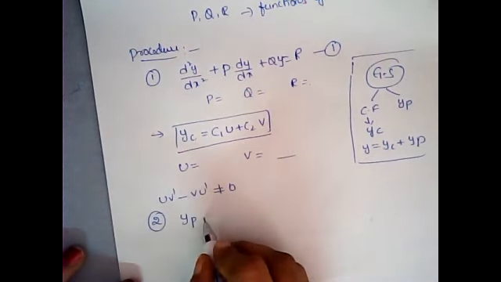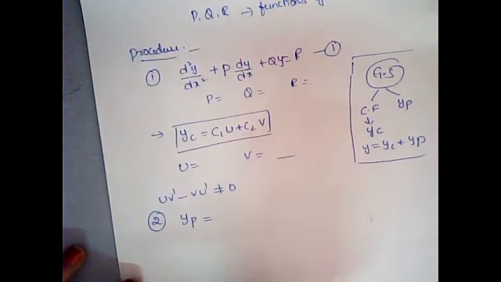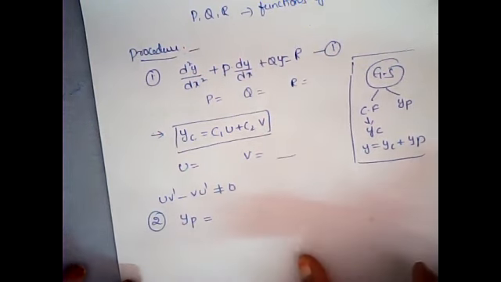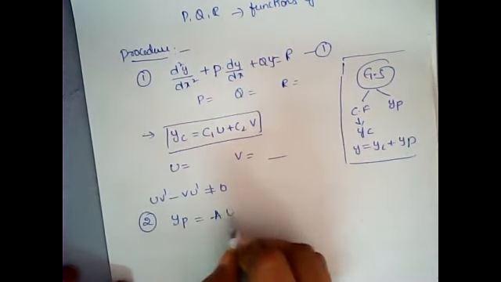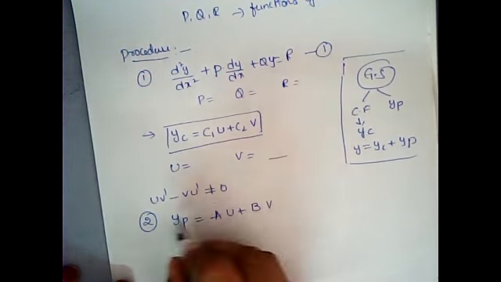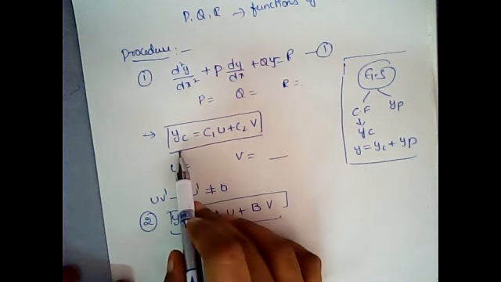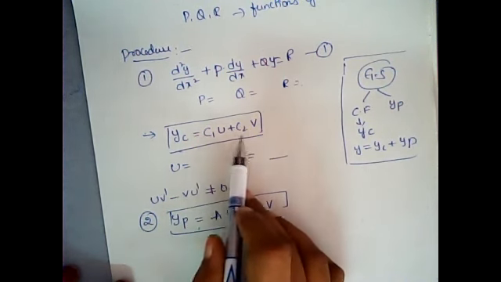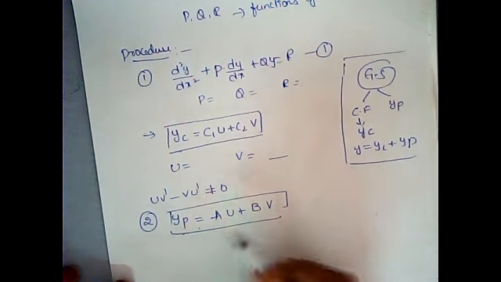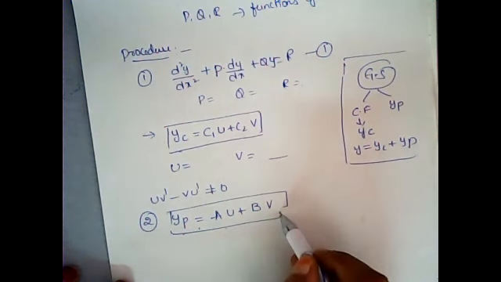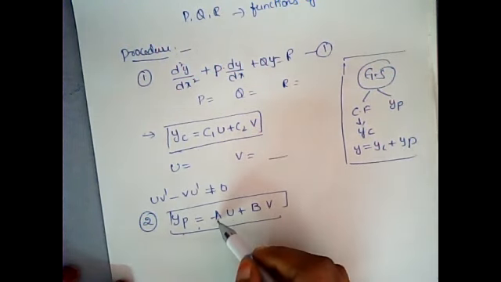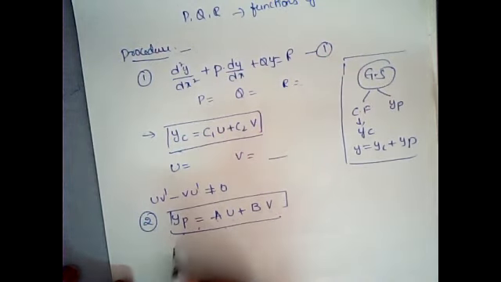How are we going to take the yp? For that also we have the standard form, which is au plus bv. So we have the standard forms for the yc and yp here, where yc will be taken in the form of c1u plus c2v, and yp we have taken in the form of au plus bv. From the yc we will get to know what is u and v here. How will we get to know a and b? By using the formulas.